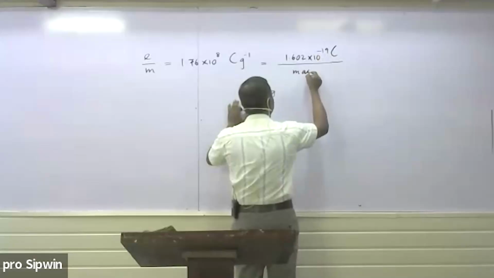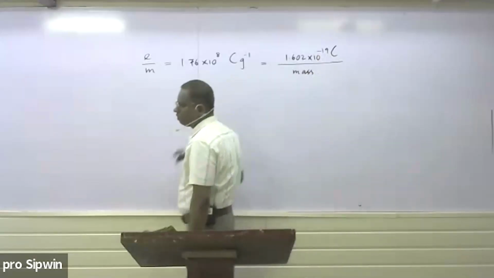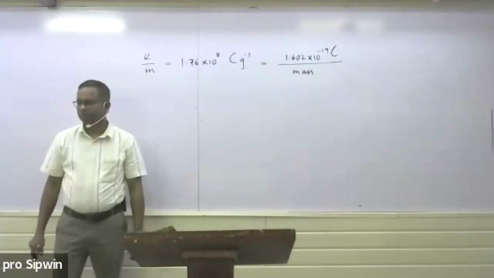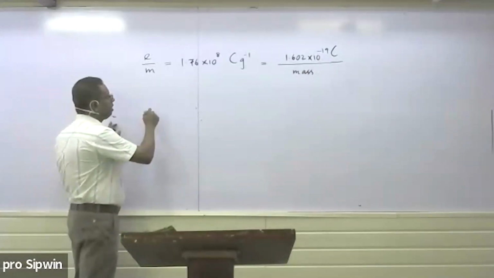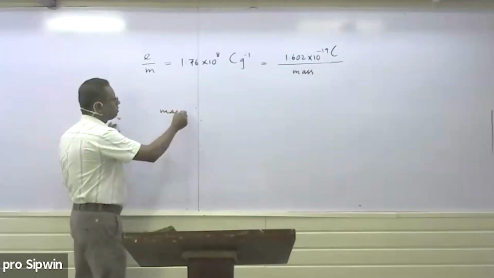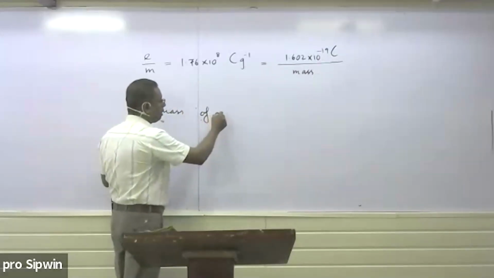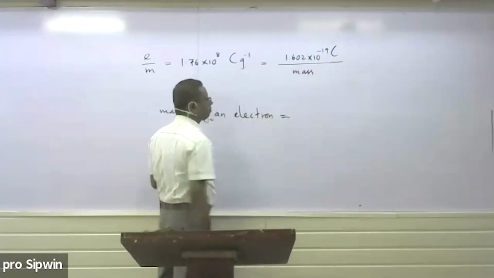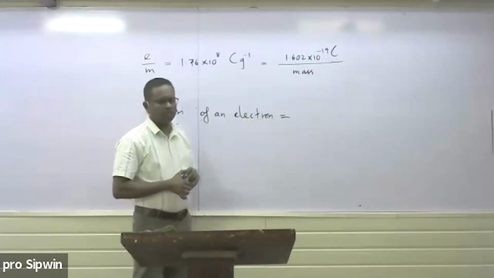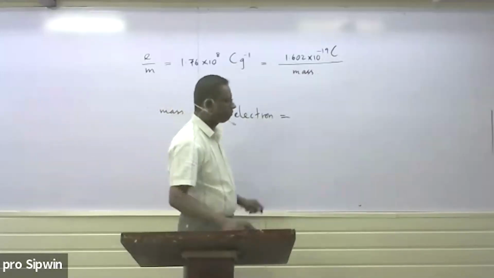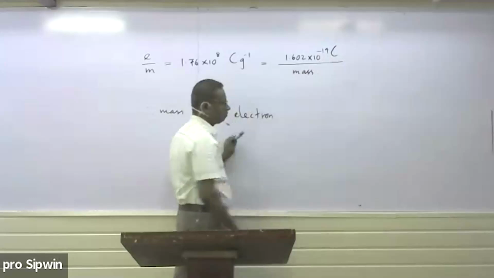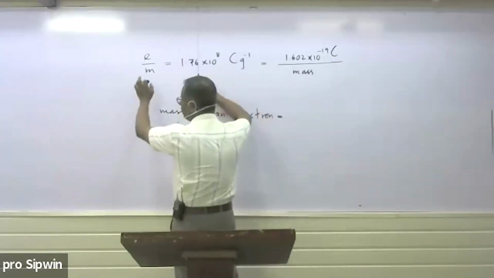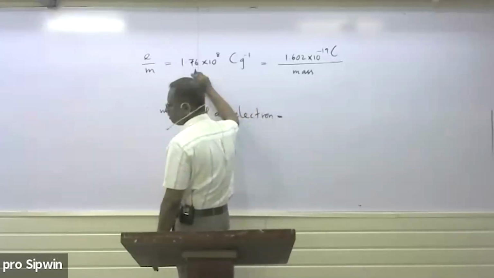Mass. All right. And therefore, mass of an electron. The e/m net value, this net value is this one.